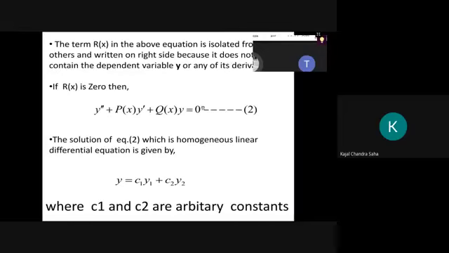this differential equation has a second order, that means its order is 2, so it has 2 fundamental solutions, and its general solution should be given by y equal to c1 y1 plus c2 y2, where y1 and y2 are the fundamental set of solutions of the given differential equation 2, and c1 and c2 are two arbitrary constants.